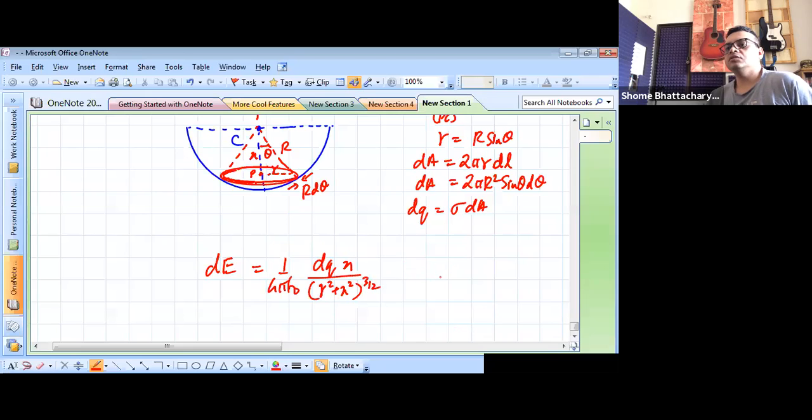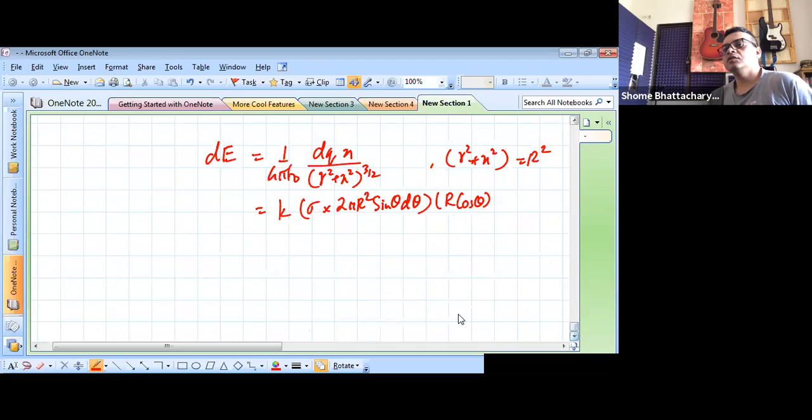So here you can see r square plus x square is nothing but capital R square. So this becomes k into sigma into dA, which is 2 pi R square sin theta d theta, that's your dq, into x, which is R cos theta, divided by R cube. That is it. So electric field is integration of dE for the hemisphere.